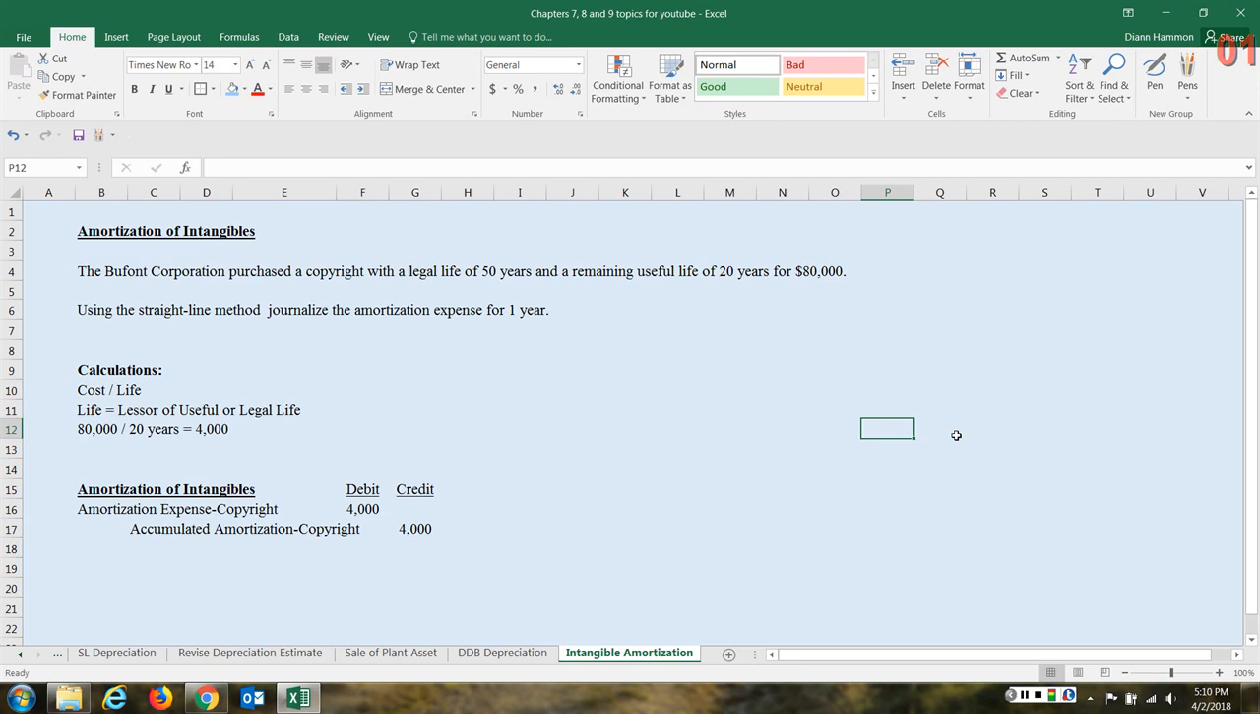So the amount paid, the cost, $80,000. We want to divide that by 20 years. And when you do that, you get $4,000.